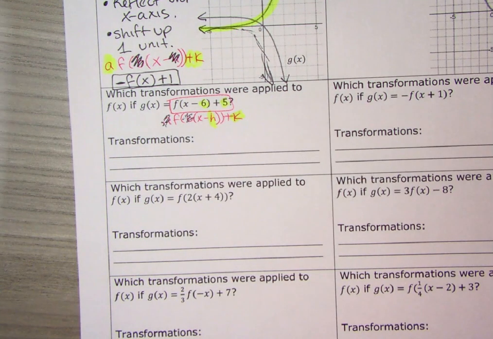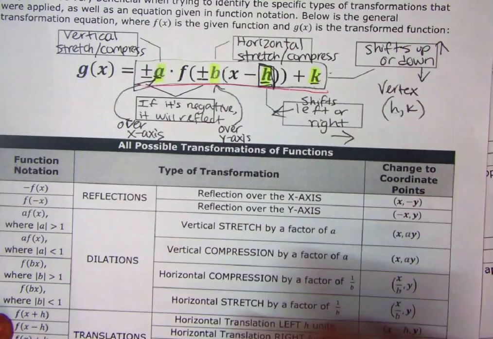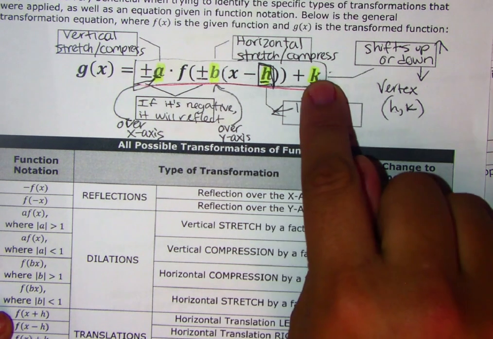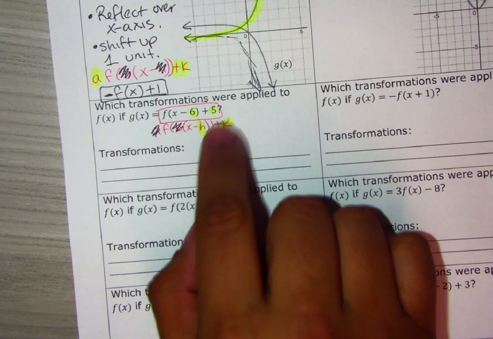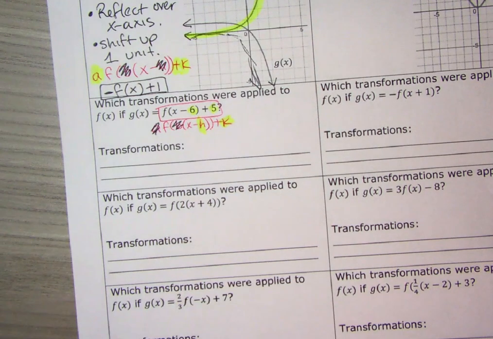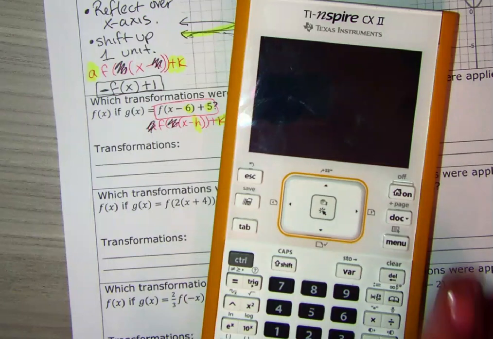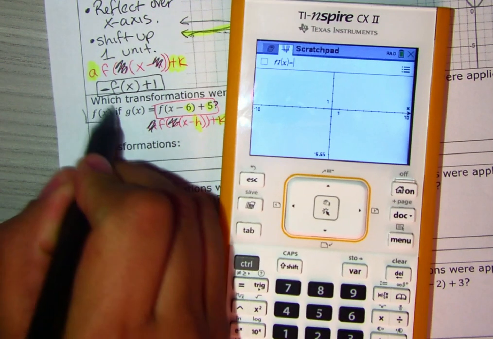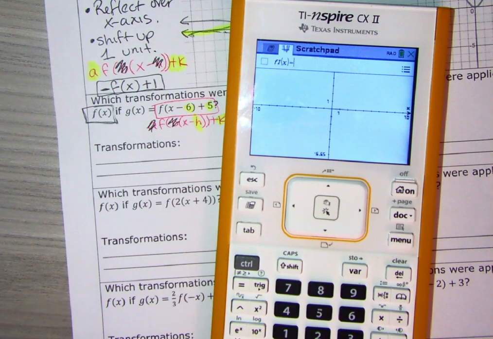And we could either look at our notes and know that h is the left to right transformation and k is the up and down transformation. So we know that this is affecting it by shifting it left and right or up and down. To be specific, we need to just visualize it. So you need to look at f of x and pick a parent function that you want to use to graph. And it could be anything.